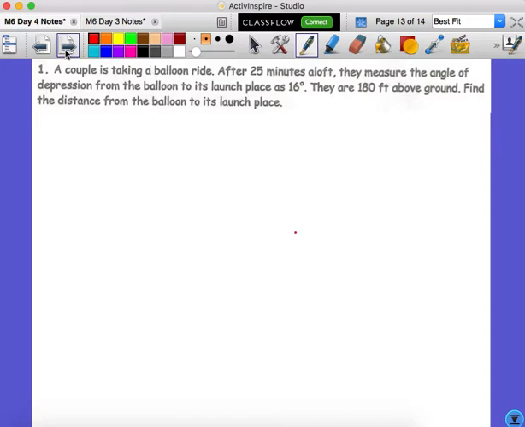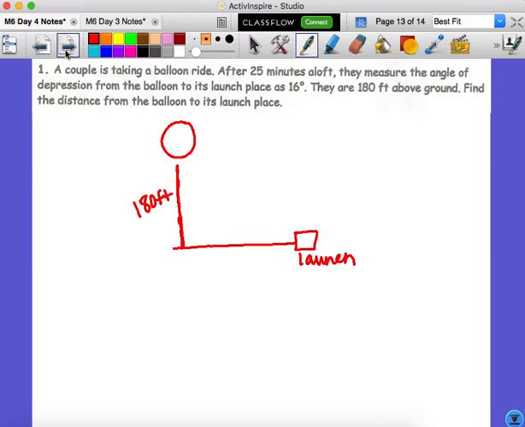So essentially, we've got some sort of launch that we started at. It's sitting on the ground. We've got this balloon, and I'm just going to draw a circle. I'm not even going to try to draw that. We've got this balloon. It's currently 180 feet above the ground. So if we want to sketch that here, that's 180 feet.